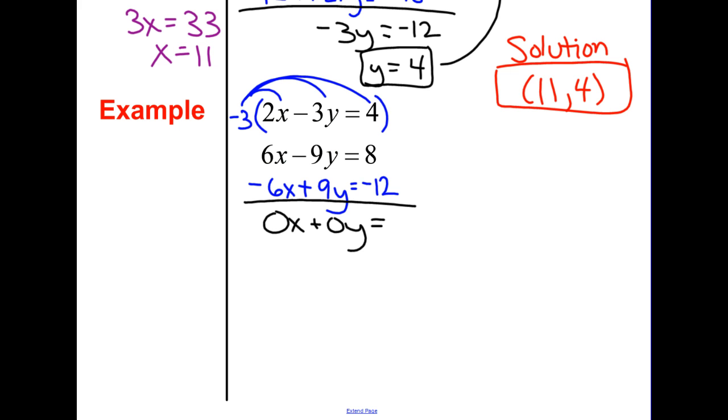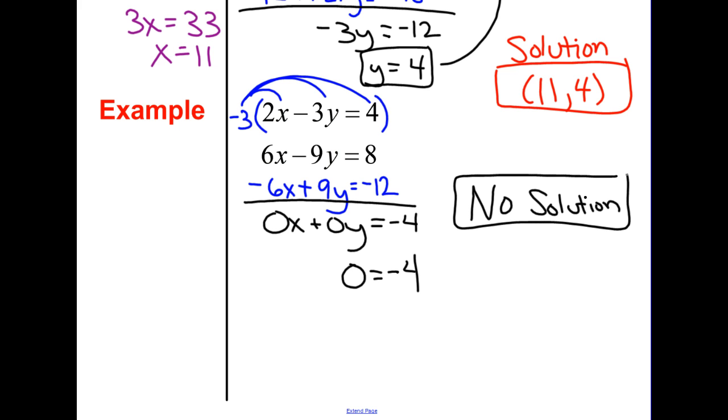Uh-oh. And 8 plus negative 12 is negative 4. Well, if we look here, this is really 0 equals negative 4. And when does 0 equal negative 4? Well, it never does, right? So there is no solution to this system of equations. And what that tells us, remember, is if there's no solution, the lines are parallel.